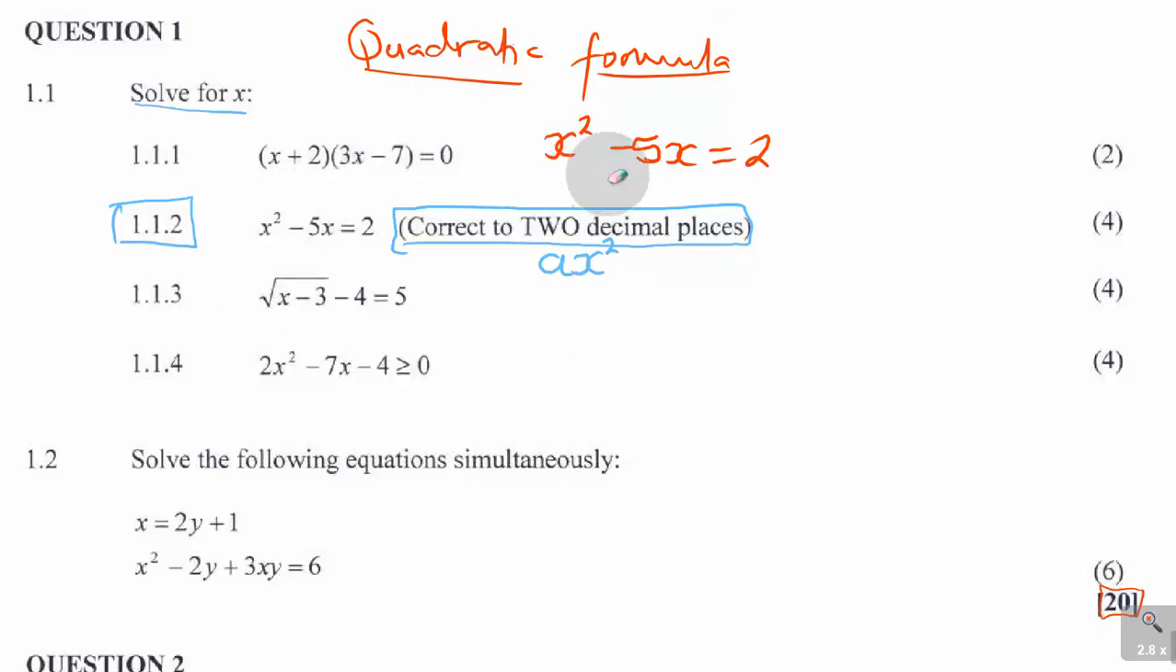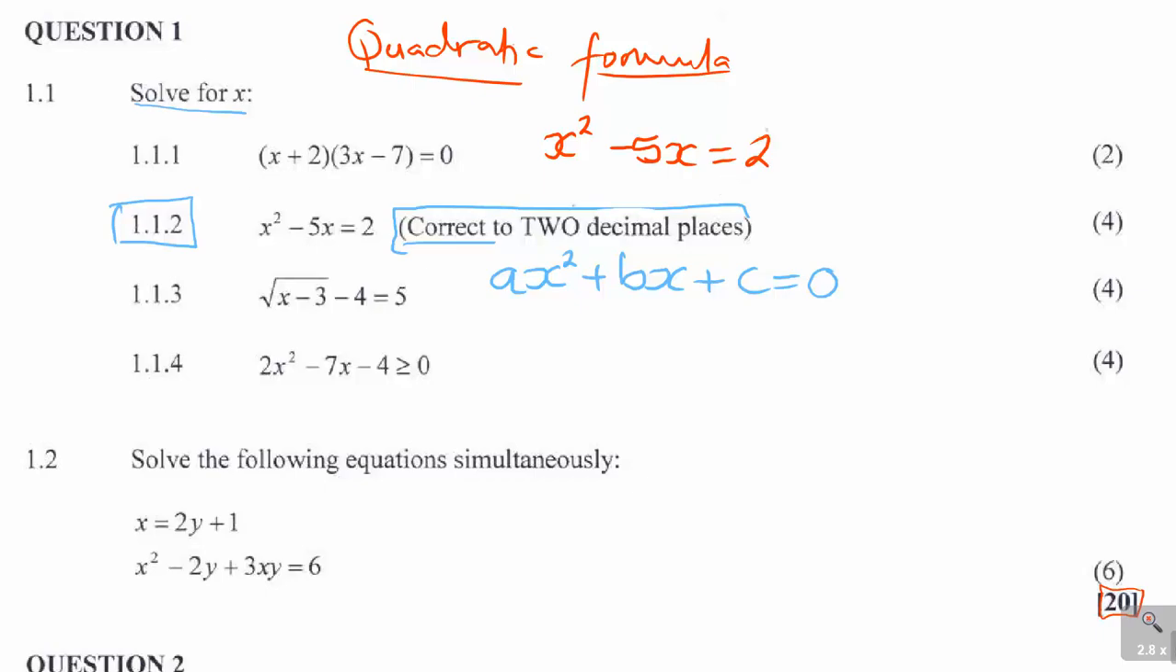Okay, if I can just do that. So the general form there for the quadratic equation is ax squared plus bx plus c is equal to 0. That's the general form of a quadratic equation. So now you need then to write this particular equation. As you can see, they gave you x squared minus 5x is equal to 2. It is not given in the general form.